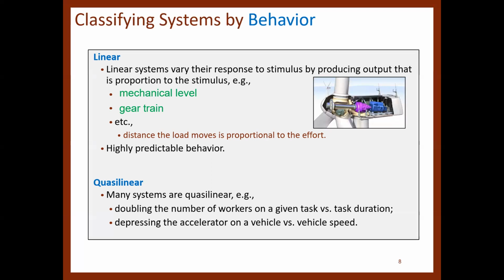Another classification by behavior is called quasi-linear. There are many systems that are quasi-linear. What this means is doubling the number of workers on a given task versus the task duration. These are examples that are typical in the manufacturing environment. So you have to accomplish, let's say, 1,000 units for your customer. So let's say you had to produce 1,000 units. So you have two ways to achieve that goal. You can increase the time.